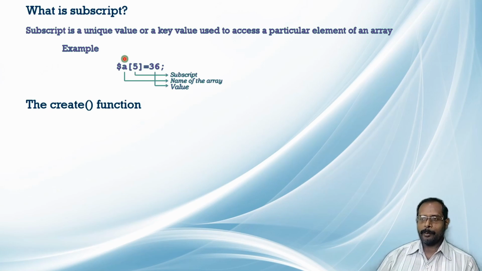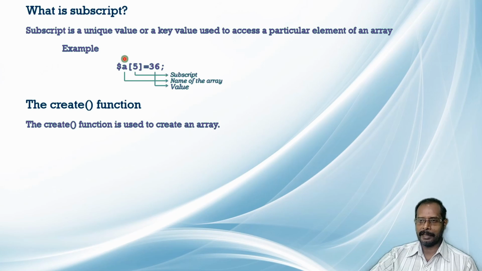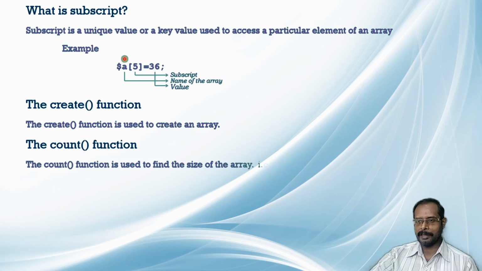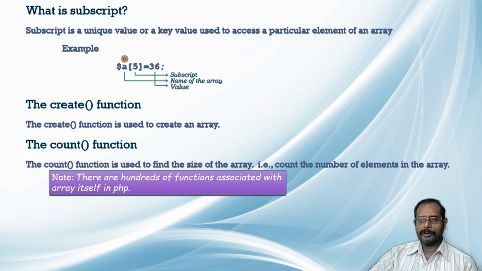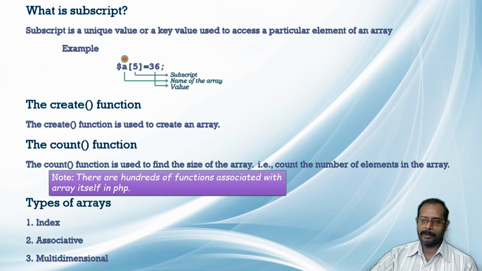Now let us see two important functions associated with arrays in PHP. One is the array function, which is basically used to create an array. The other function is the count function. This function is used to count the number of elements within the array, or otherwise we can say it is used to find the size of the array. Both are the same. Also note, not only these two functions, there are hundreds of functions associated with arrays in PHP. Before proceeding further, just remember there are three types of arrays in PHP: indexed, associative, and multidimensional arrays.